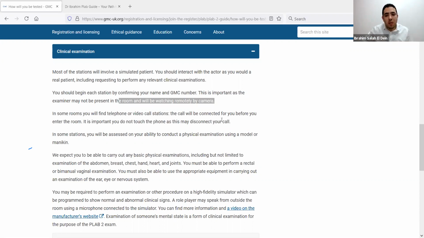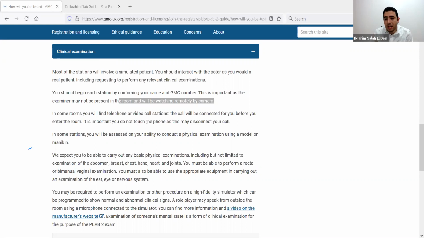He told them, I didn't hear the patient during the first 3 minutes of the station, so they let him do the station again after other candidates. So don't hesitate to ask him to repeat again and again, to raise the volume of his voice, no problem. And in some stations, you will be assessed on your ability to conduct a physical examination using a model or a mannequin. So this is also present in the exam.